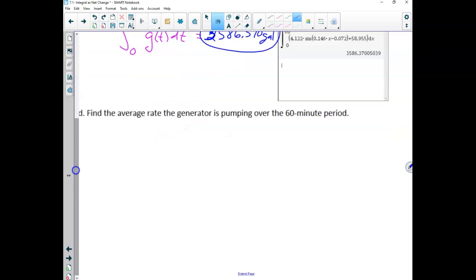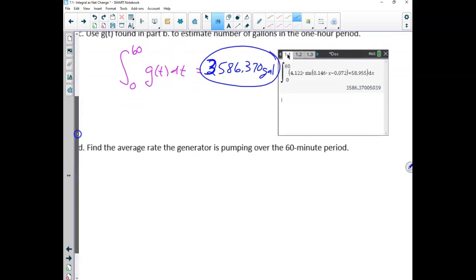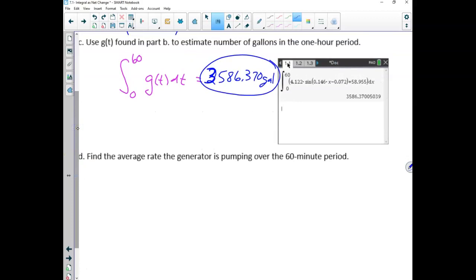And then if they came down here for the last one, and they wanted me to find the average rate of the generator, that is my average number of gallons pumped over the 60-minute period. That is my average value theorem. If you remember that, that's 1 over b minus a times the integral from a to b of f of x dx. Okay? So to find my average, all I have to do is take this and divide it by the number of minutes. Well, that's going to be 60 minus 0.